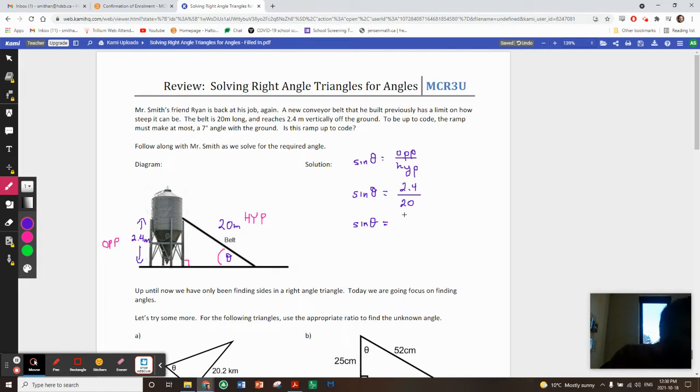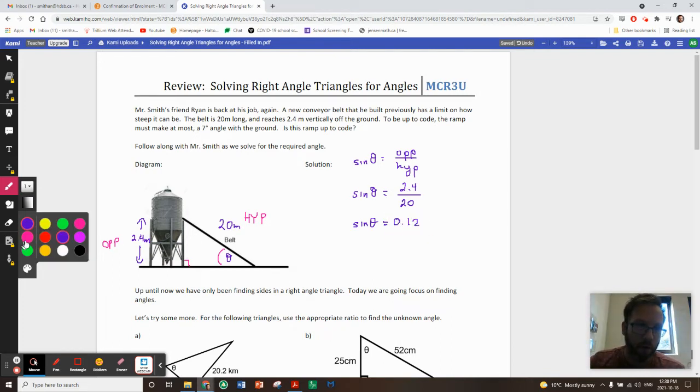I should know that, but I'm using a calculator, so about 0.12. I just want to add a note. If you are doing the step where you do the division, I usually keep 4 decimal points, just to maintain a lot of accuracy. Here I got exactly 0.12. But how do you get at this angle? The sine of an angle is 0.12.